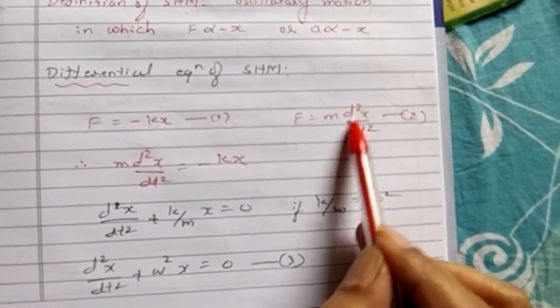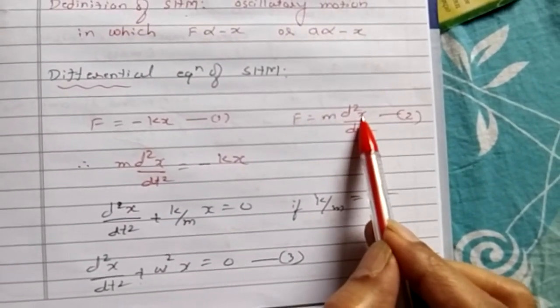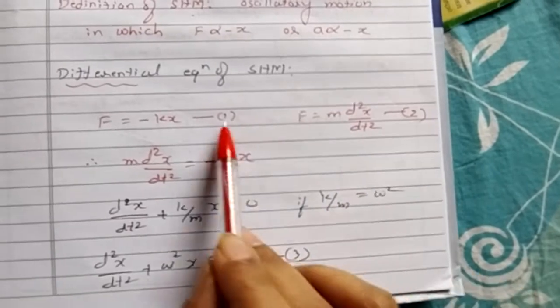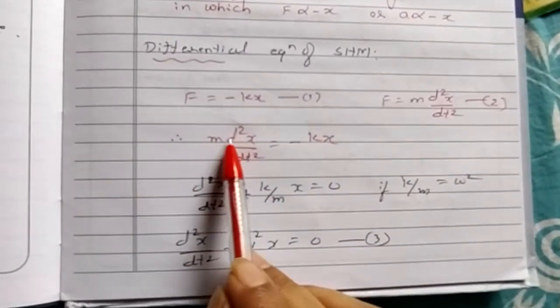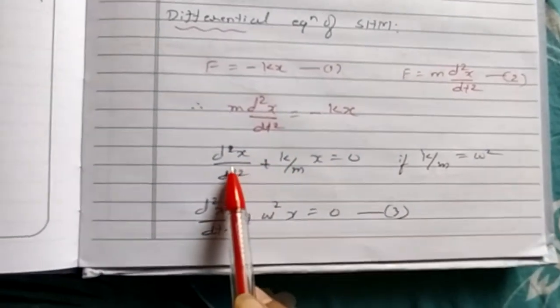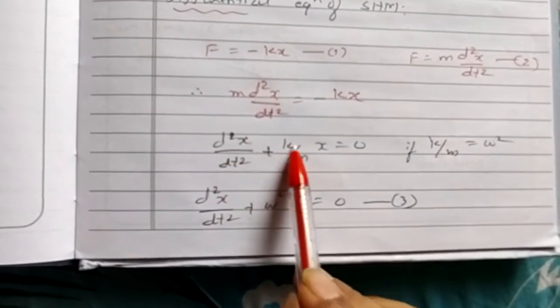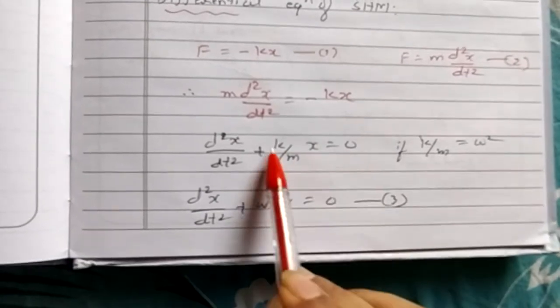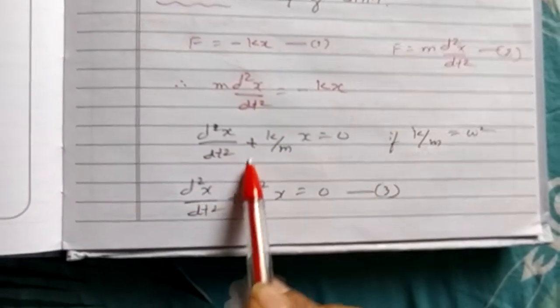Acceleration. What is acceleration? d square x by dt square, where x is the displacement. So equate these two equations: m d square x by dt square is equal to minus kx. Rearrange the equation: d square x by dt square plus k by m x is equal to 0. So this is a differential equation of second order.